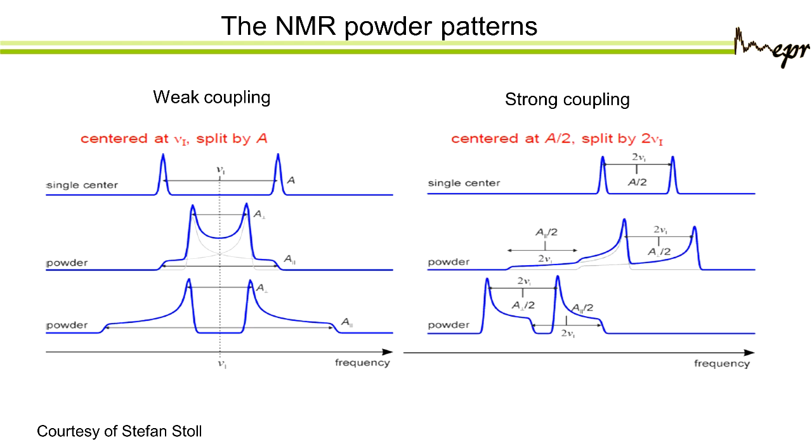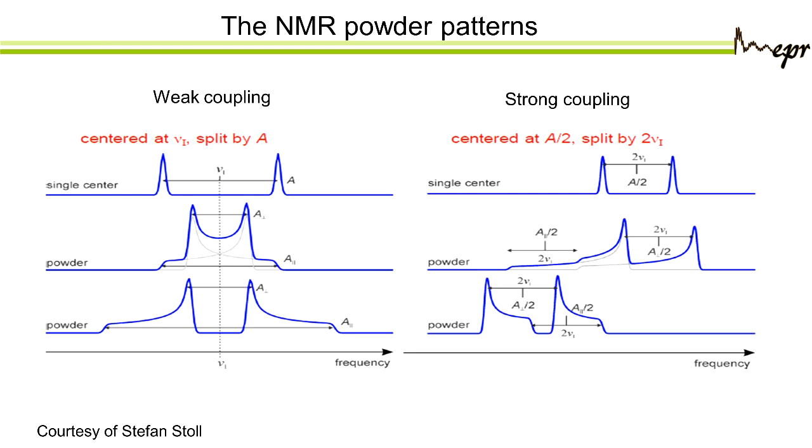And now we go for the strong coupling case. When you work at high field, for protons you are always in the weak coupling, and for nitrogens, it depends. So for a single center, like a single crystal, you see the splitting is 2 nu I, and it's centered about A over 2.